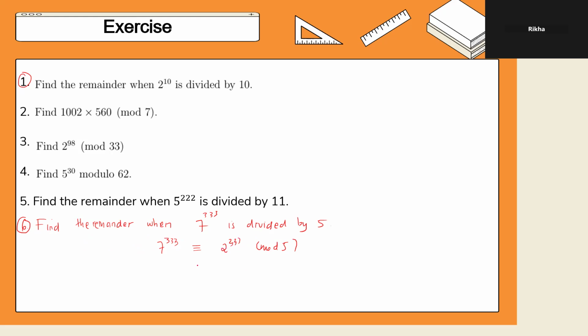Then 111 times 2 to the power of 111 times 3. So it becomes 2 to the power of 3 to the power of 111. Okay, 2 to the power of 3. So it becomes 8 to the power of 111. And then 8 is basically 7 times 1, and the remainder is 1.